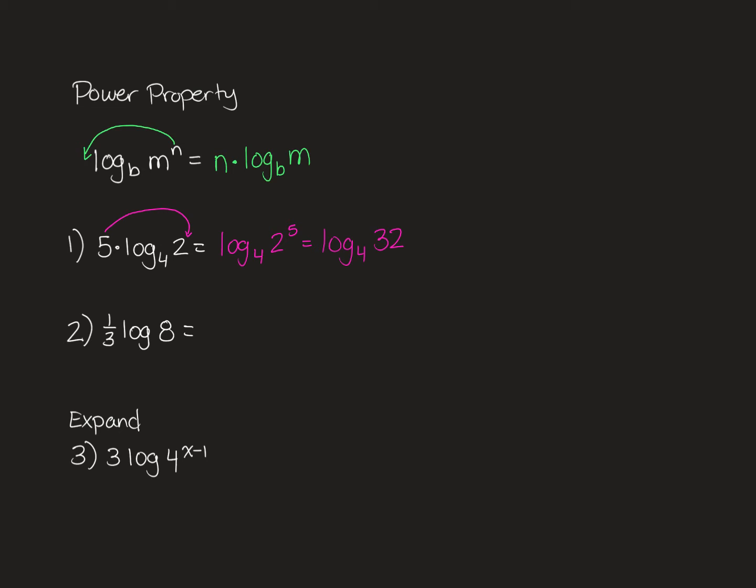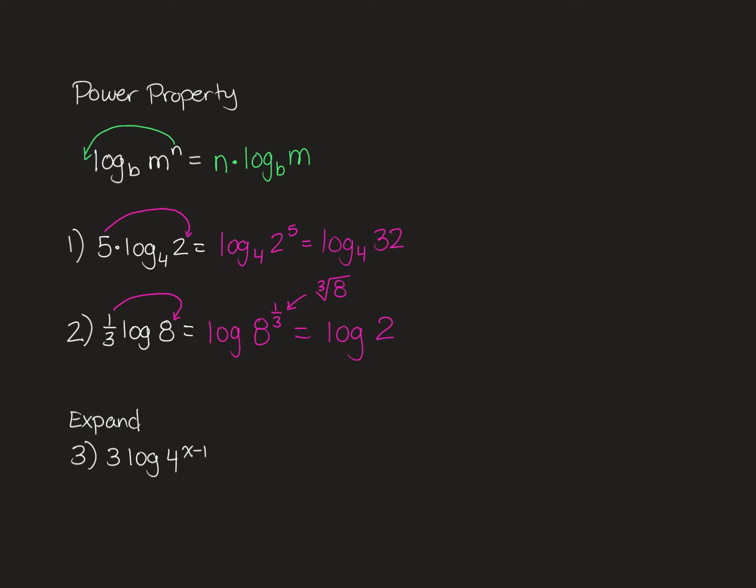Same thing with number 2, we have 1/3 log of 8. So that 1/3 will go as the power to the 8. So we have log of 8 to the 1/3. Now, if you remember, whenever you have a rational exponent or a fraction as an exponent, that means that you are taking a root. So in this case, this is the cube root of 8. So this really is log, the cube root of 8 is 2. So this is log base 10 of 2.